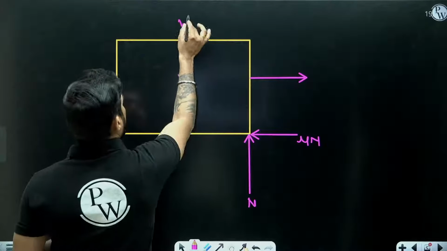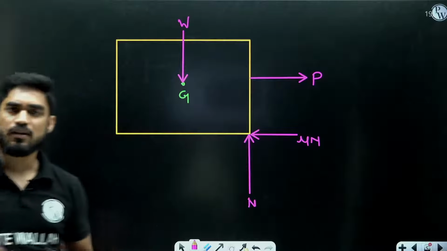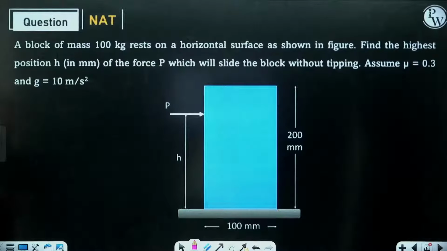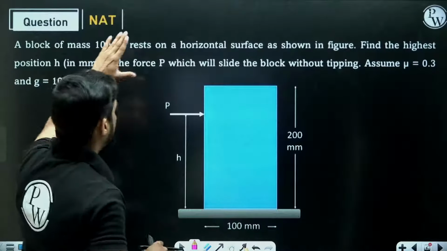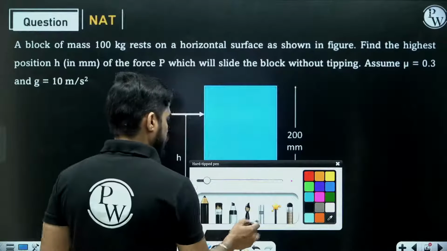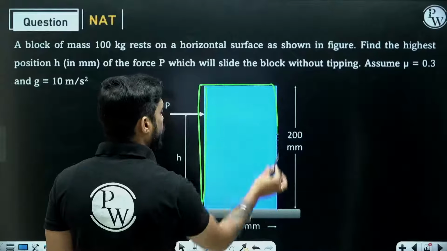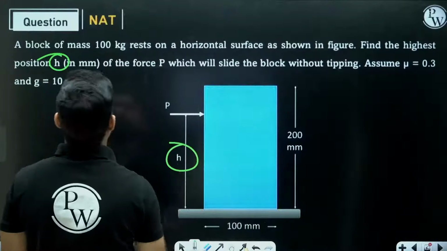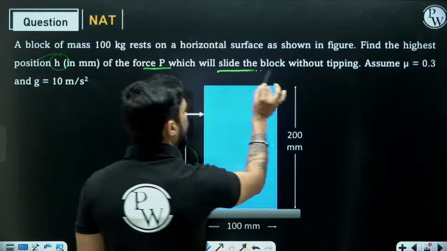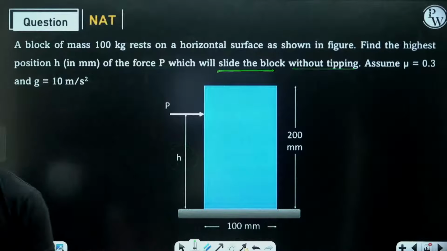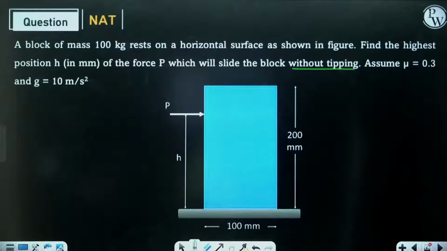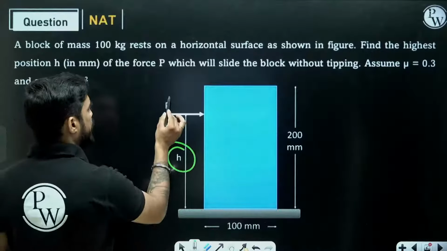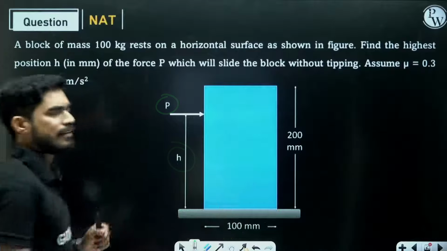Now what type of questions you might get in case of impending tipping, that we will see now. So this is the question. A block of mass 100 kg rests on a horizontal surface as shown in figure. So this is a very high block. Find the highest position H of the force P which will slide the block without tipping. Look at the question, understand what they are asking.